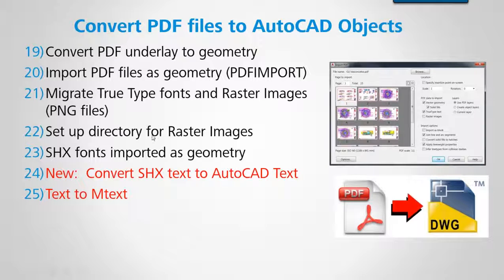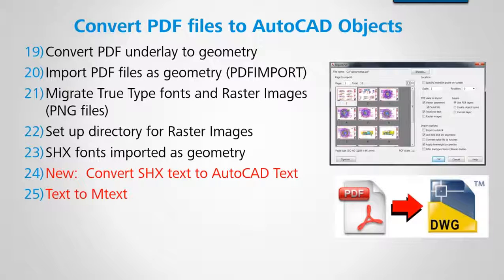So let me just quickly show you how to do it. I want to point out the TrueType fonts come across no problem. Raster images come across, no problem. They come in as PNG files. SHX fonts, problem. They don't come in as fonts. They come in as geometry, individual polylines and ellipses. And so that means you can't really edit the text if it's SHX font.